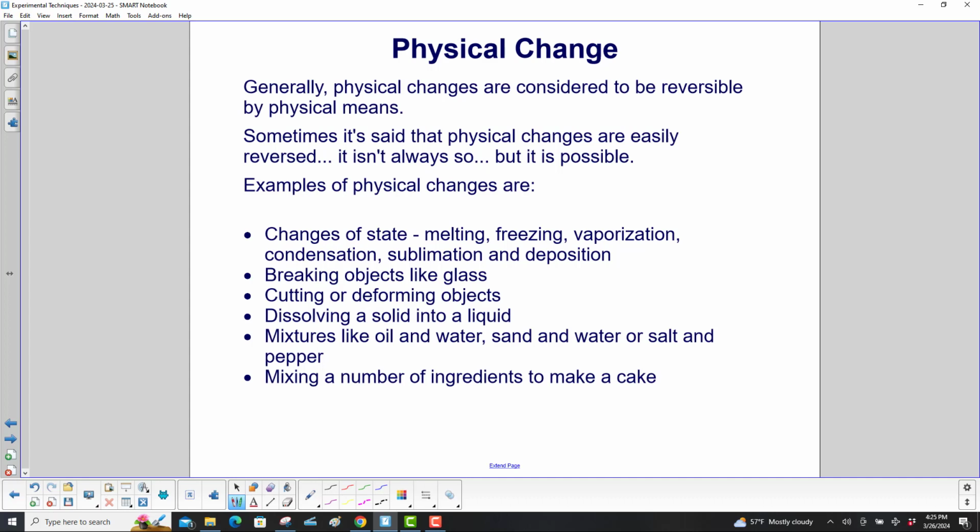Examples of physical changes are changes of state: melting, freezing, vaporization, condensation, sublimation, and deposition. Breaking objects like glass, cutting or deforming objects, dissolving a solid into a liquid, mixtures like oil and water, sand and water, or salt and pepper, mixing a number of ingredients to make a cake.